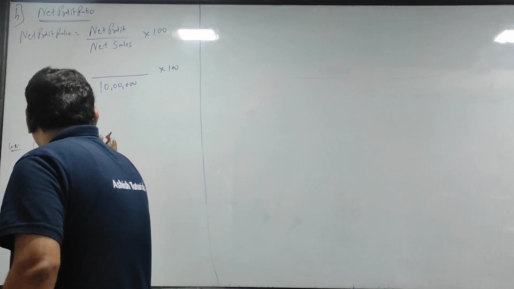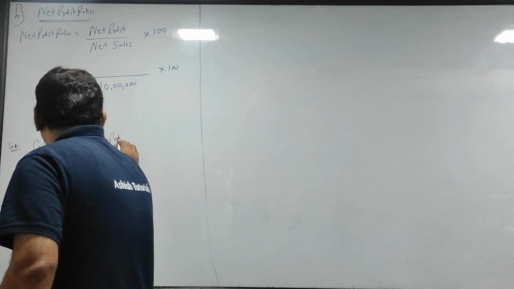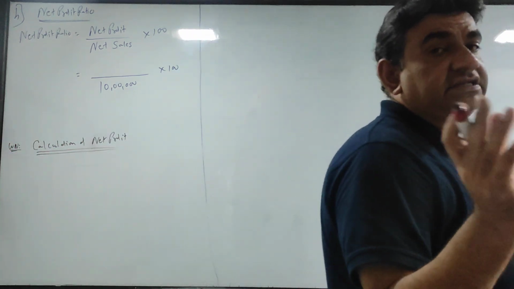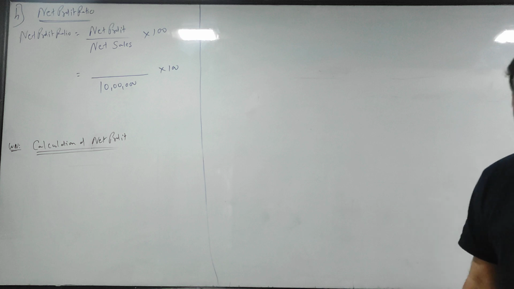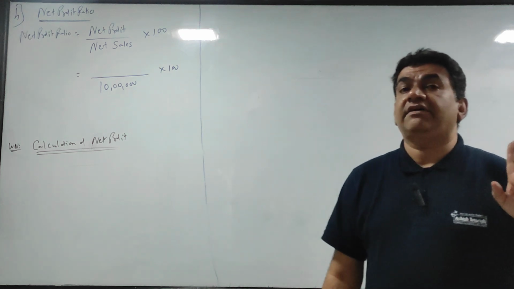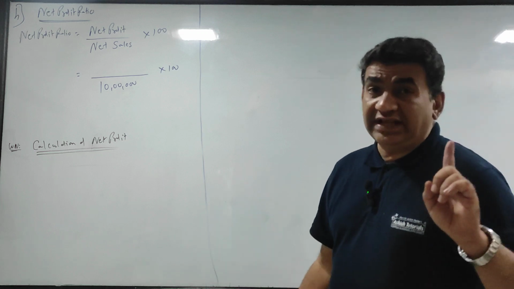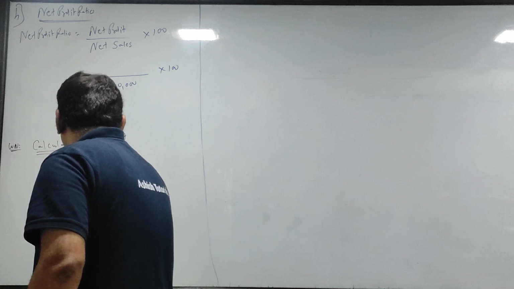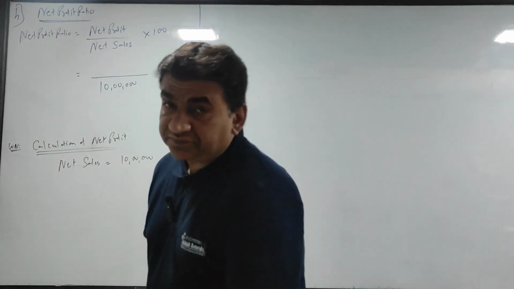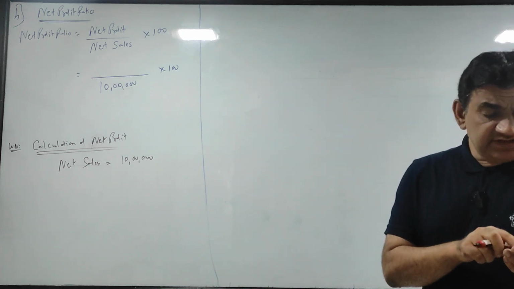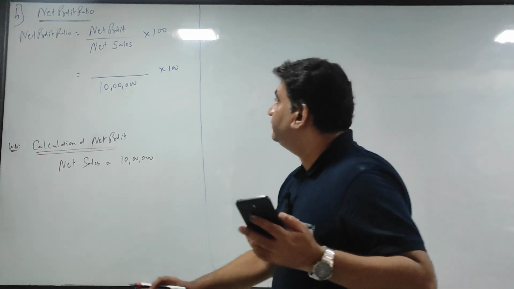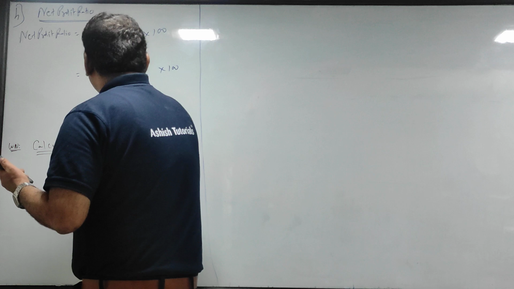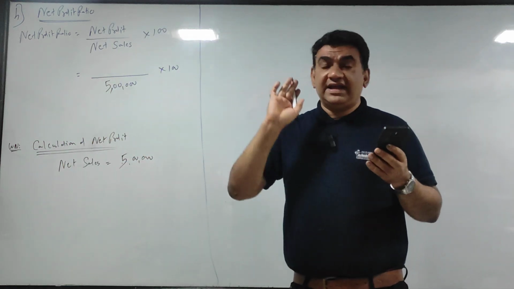Calculation of net profit. Sometimes net profit will be given directly. Sometimes we have to calculate. Okay. Now see how you will calculate. Net sales at 10 lakh. Cost of goods sold दिया है. We did in the previous sum. Net sales. Sorry. I took the previous sum. Sorry. Net sales is 5 lakh.